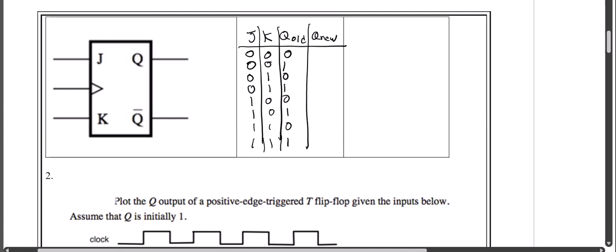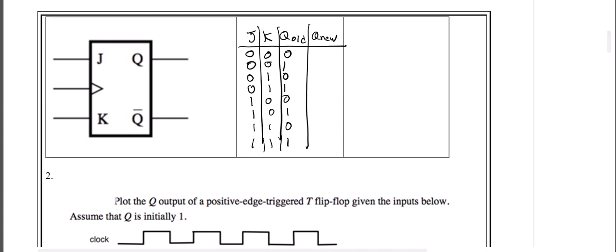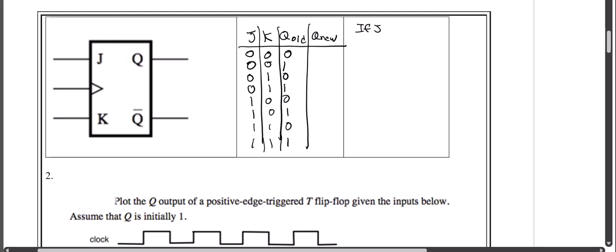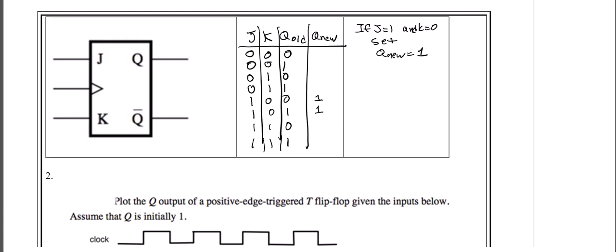Okay, so if J is 1 and K is 0, that's a set. And by set, that means that Q new is going to equal 1. So J is 1 and K is 0. That's going to happen here and here. And so it doesn't matter what Q old was.